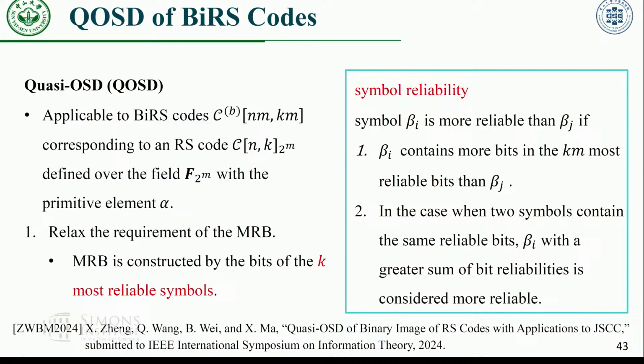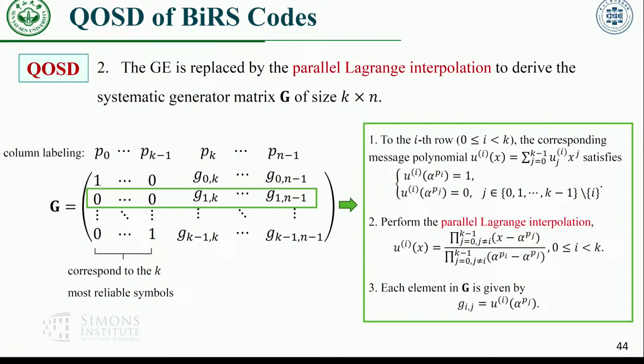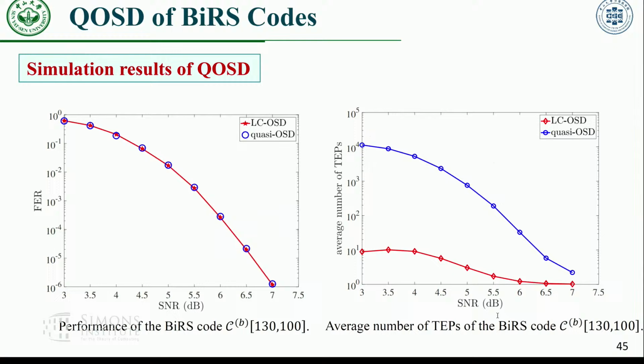If we relax the requirement, then we can use Lagrange interpolation to transform the matrix into this form. Then this matrix can be mapped into the binary. They have a binary image, okay? Let's see the result. So the performance is the same, right? And we need more guessings, okay? But in the high SNR region, the QOSD is preferable, okay? Let's see.